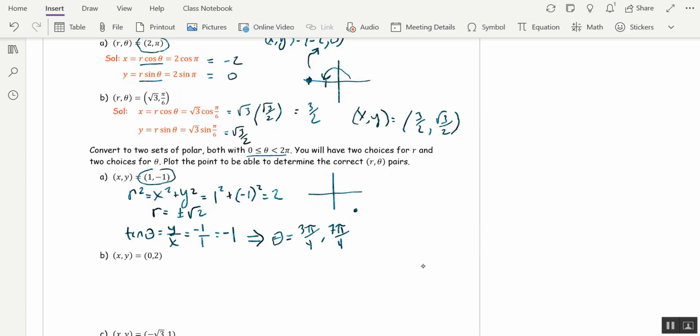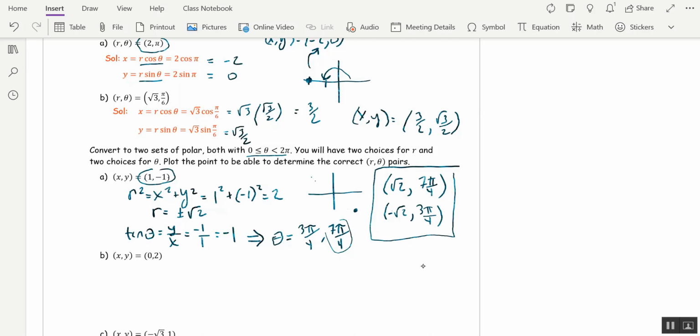So if I choose the positive value of r, √2, I want the angle also in quadrant 4. I want 7π/4. If I choose -r, I don't want it to be in this quadrant. I want to be up here in quadrant 2, so that when I use the negative value of r, it will bounce me back into quadrant 4. So I want to use 3π/4. So those are the 2 choices that are going to work.